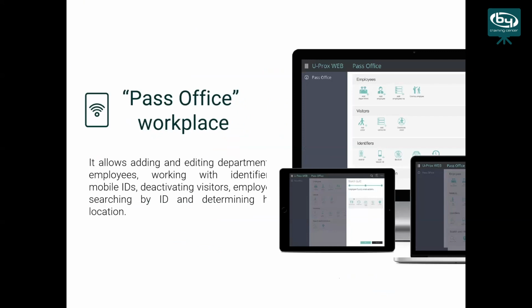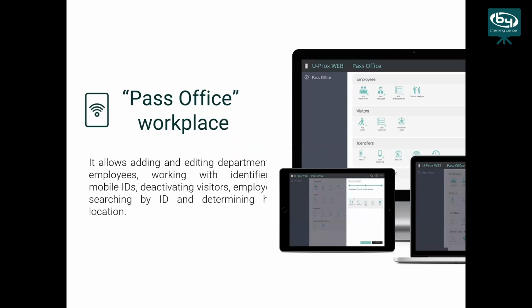Pass office. The pass office role allows adding and editing department employees, working with identifier mobile IDs, deactivating visitors, employees, searching by ID, and also checking the location for each device. With the pass office, we can also add some visitors if we want.